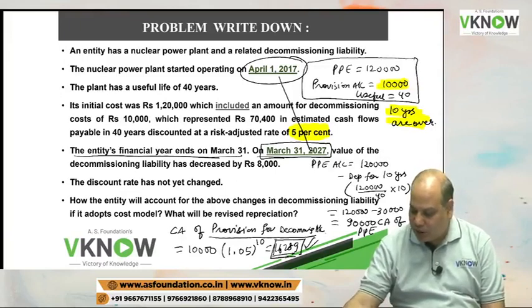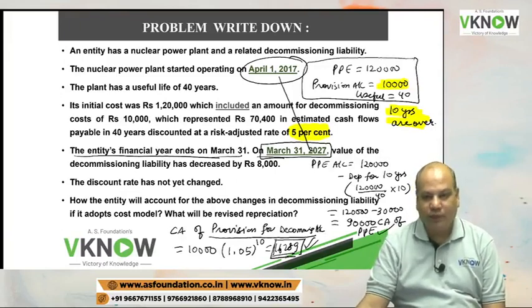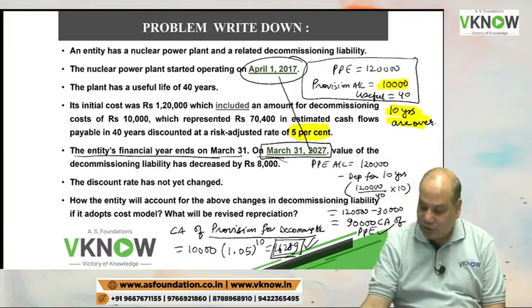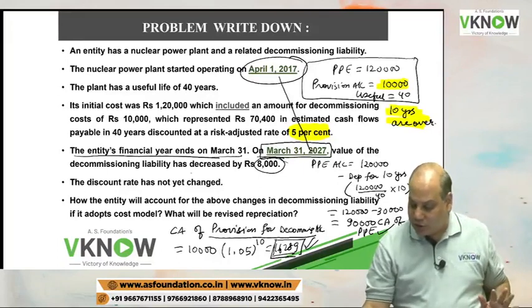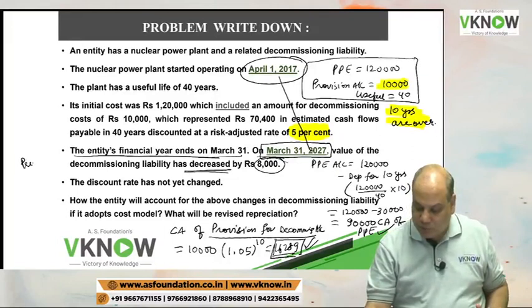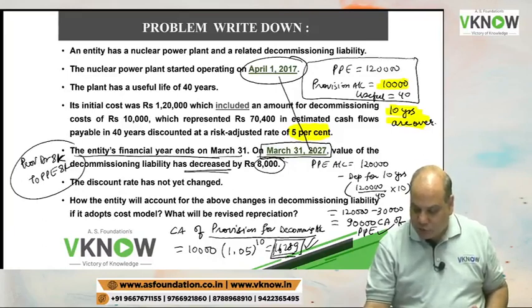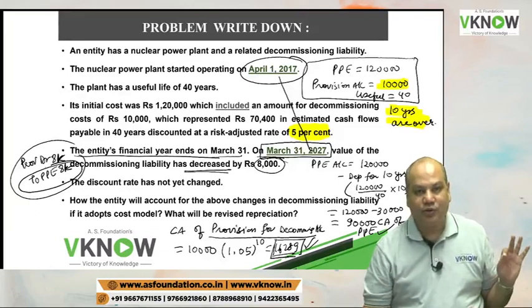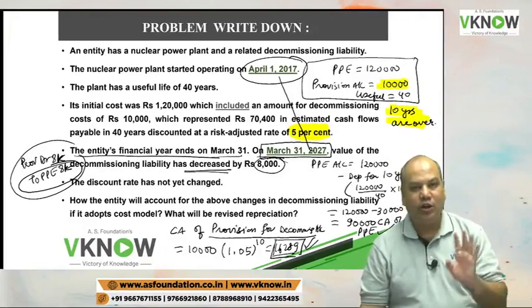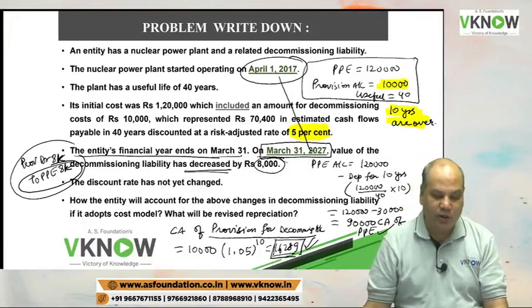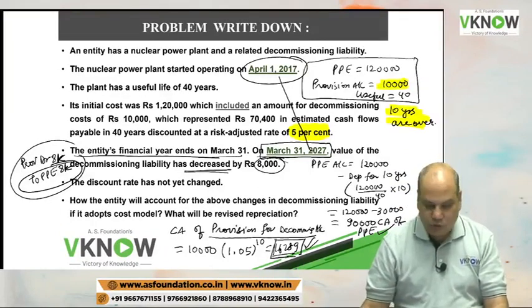So these are my balances in the books after 10 years. And then after 10 years, the decommissioning liability will reduce by 8,000. Since it has decreased, the entry will be provision account debit 8,000 to PPE account 8,000. And once you reduce the PPE account by 8,000, the revised amount will be depreciated over the remaining useful life.